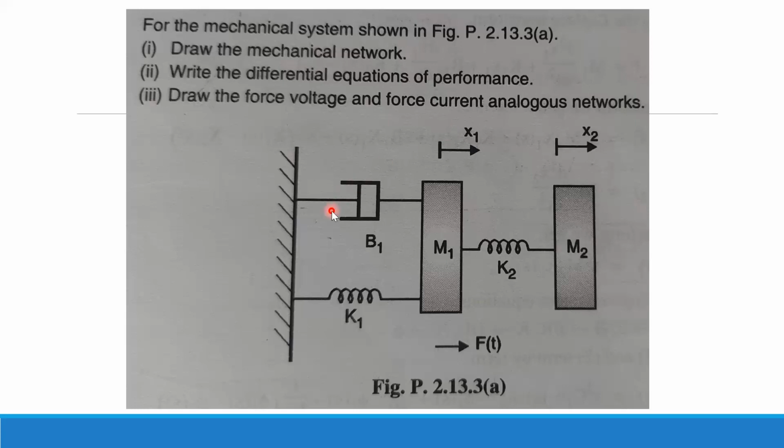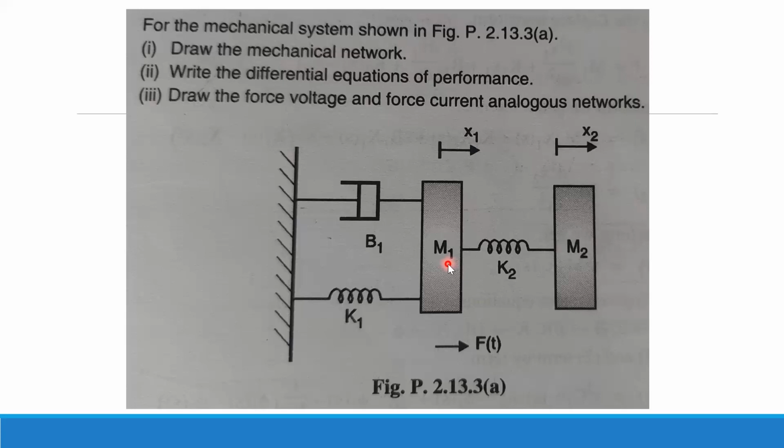So the first step in drawing this mechanical network is to observe this figure. When you observe this figure, you come to know that there are two masses present here. m1 is one mass and m2 is another mass, whereas f of t, that is the force, is applied to mass 1. Mass 1 has displacement x1 and mass 2 has displacement x2 because of the force f of t applied to m1.